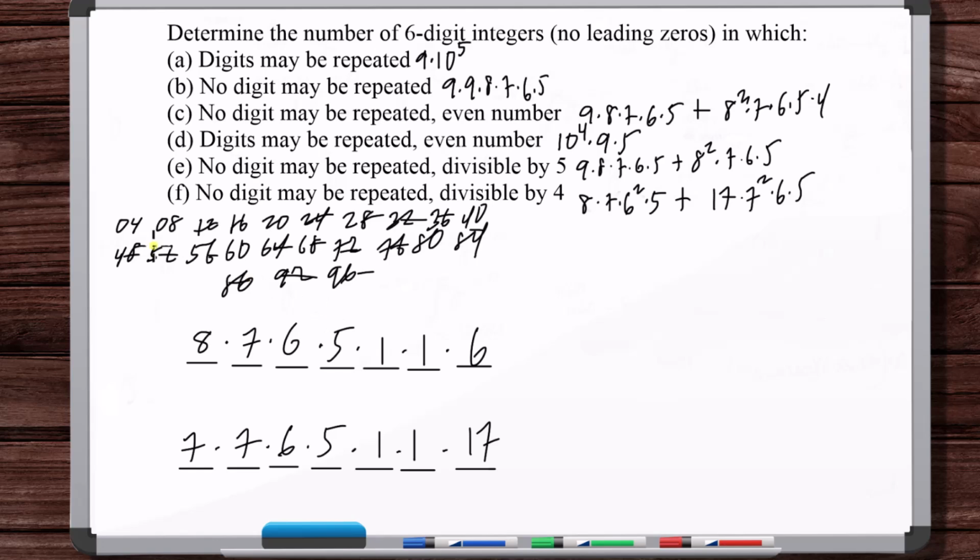Or wait, did I miscount this? 1, 2, 3, 4, 5, 6, 7, 8, 9, 10, 11, 12, 13, 14, 15, 16, 17. And then 1, 2, 3, 4, 5, 6.